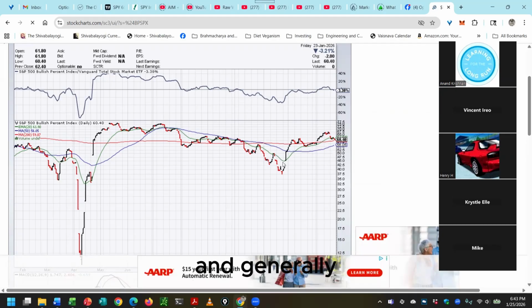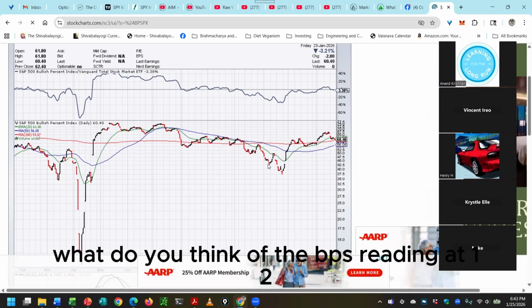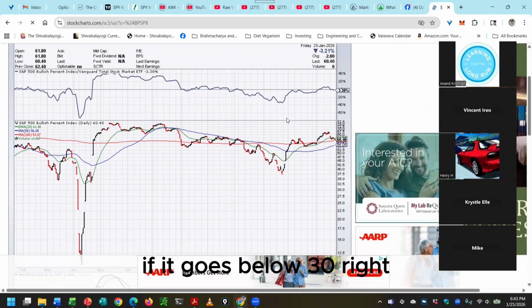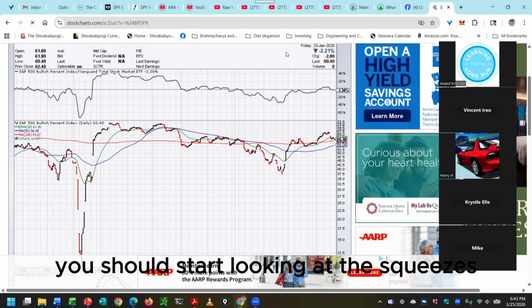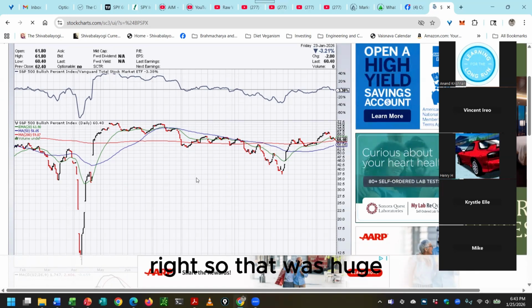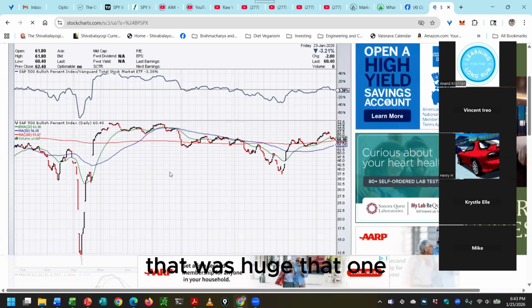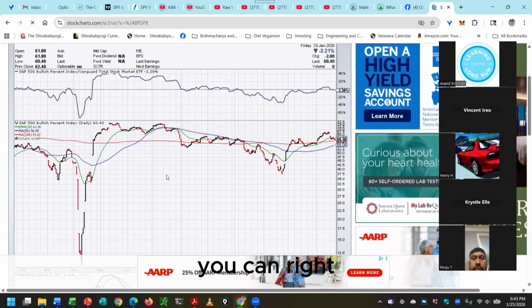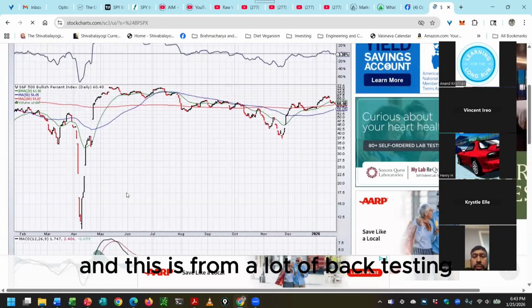Generally, what do you think of the BPSPX reading, Anand? If it goes below 30, you should start looking at the squeezes. That one is huge. You can pretty much bet the farm on it, and this is from a lot of back testing.